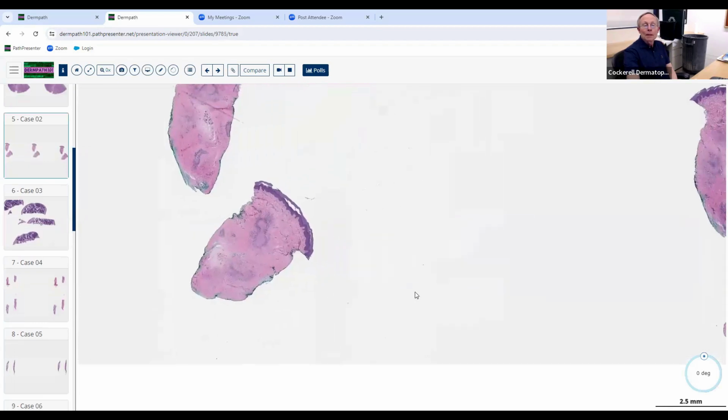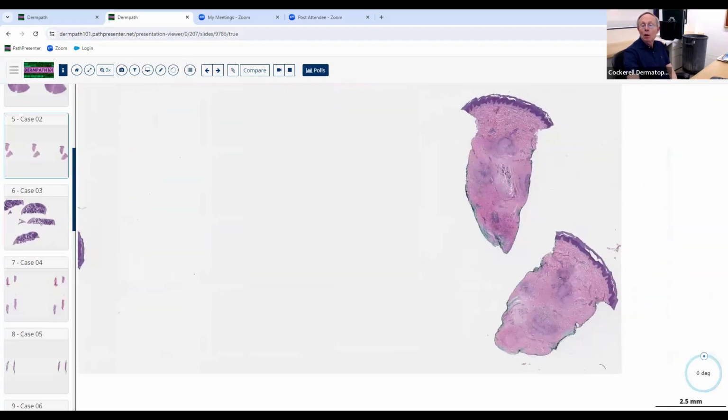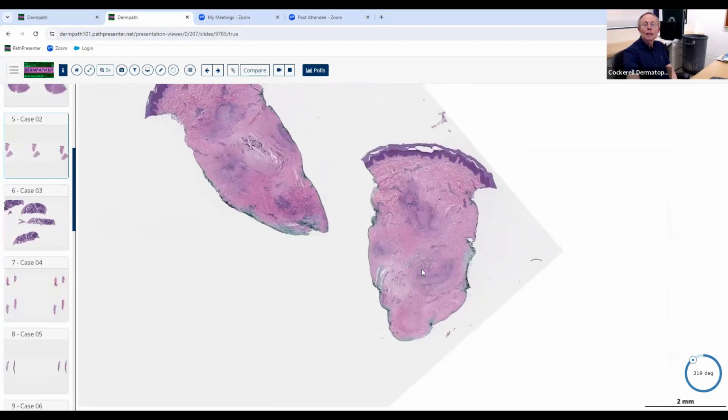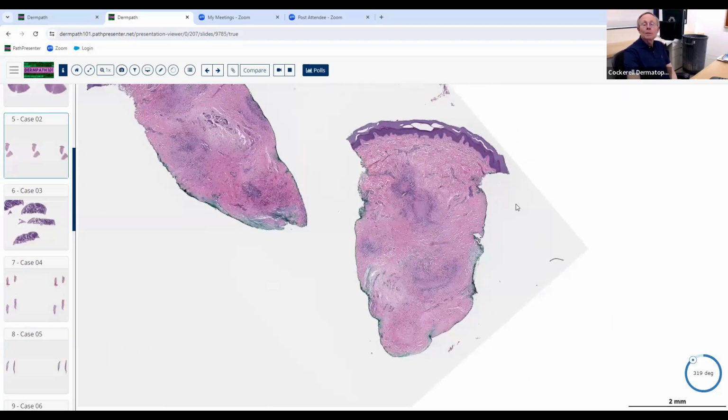Okay, now we have a punch biopsy, a much smaller lesion. And we'll look at this piece over here at low magnification. The epidermis is normal. The upper part of the dermis is normal. There's something going on down here in the lower part of the dermis. And at low magnification, you can see that there seem to be these little ring-like structures, if you can appreciate that.